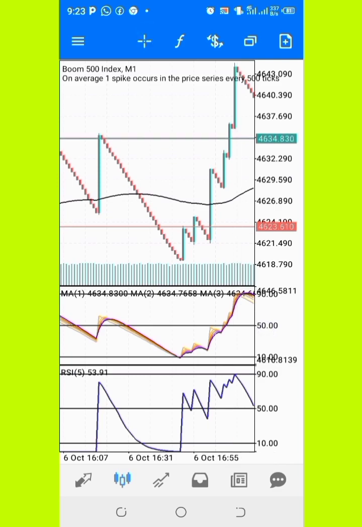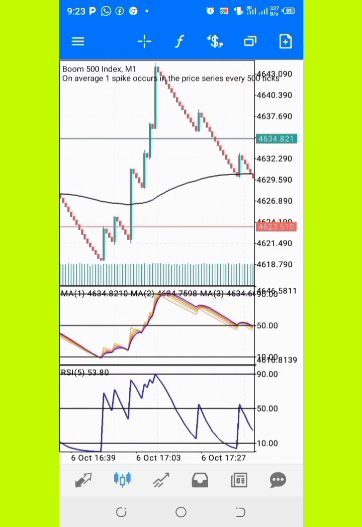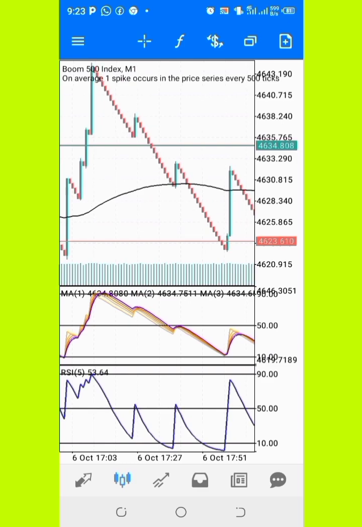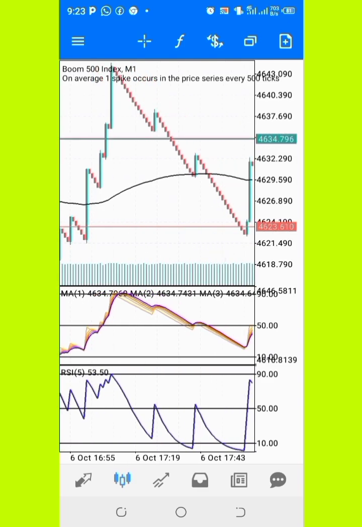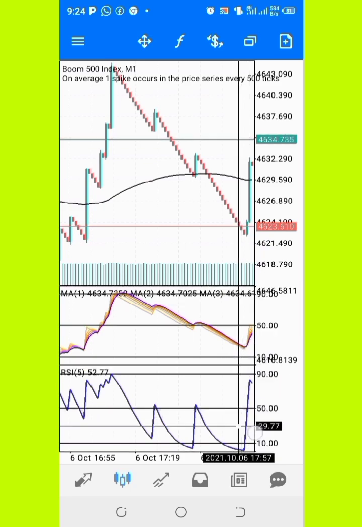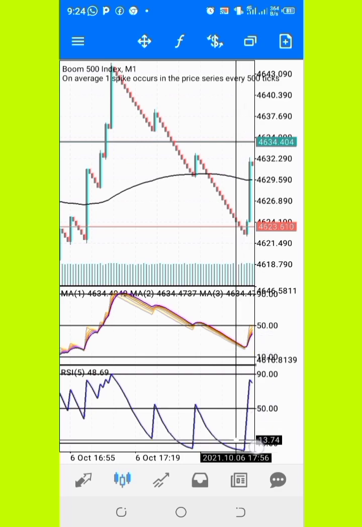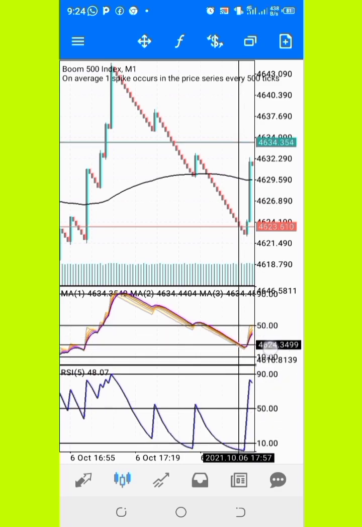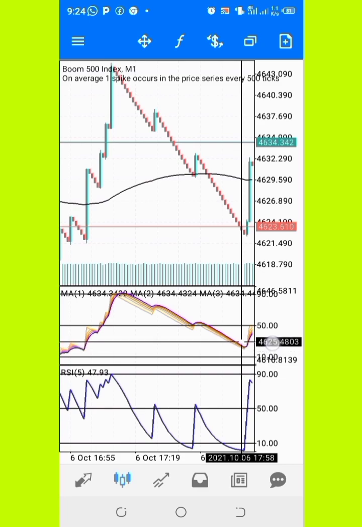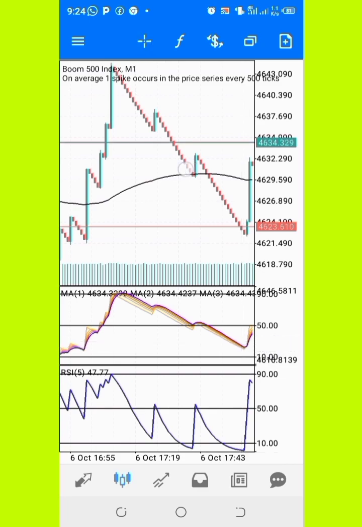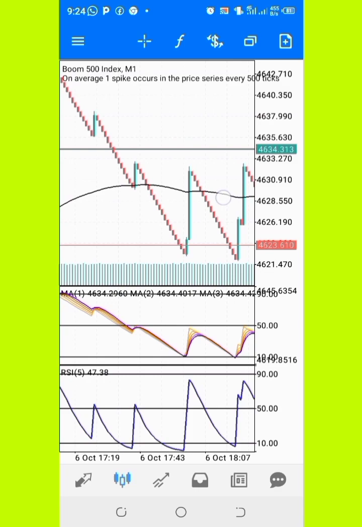So let me check on another opportunity. Alright, our condition was not fully made here. You just have to be very careful when using this strategy. This RSI hit this 10 level, but our moving average doesn't hit the 10 level, so we're not going to take this kind of entry. We're going to look for another opportunity.